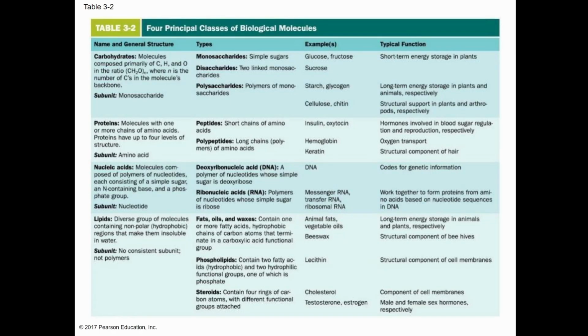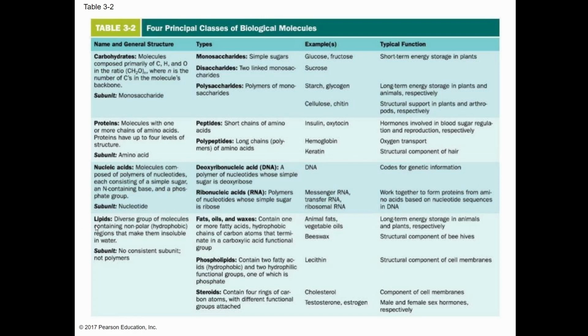So here's an overview of the biological macromolecules. We have carbs, proteins, nucleic acids, and lipids. Notice most of them have a subunit or a monomer. For carbohydrates, that's the monosaccharide. Proteins, it's the amino acid. And then for nucleic acids, it's the nucleotide.